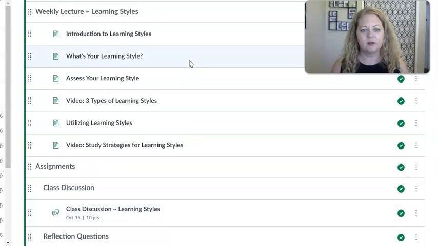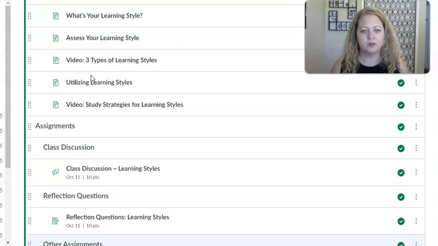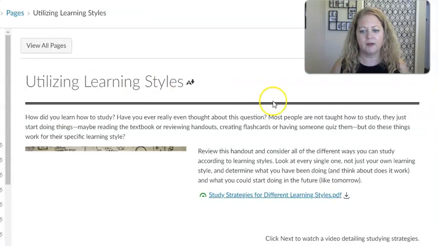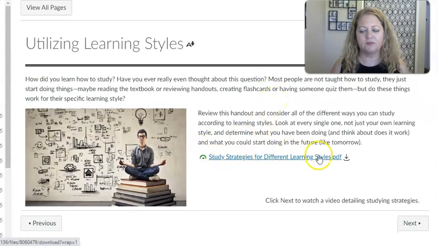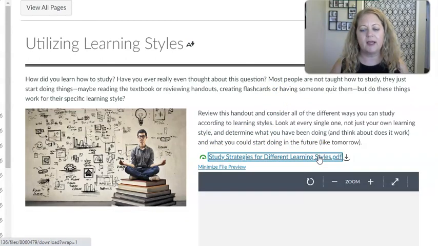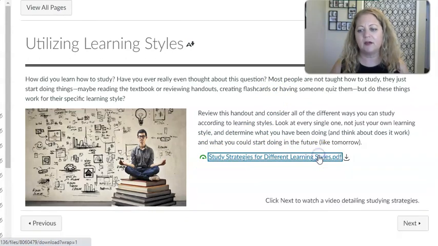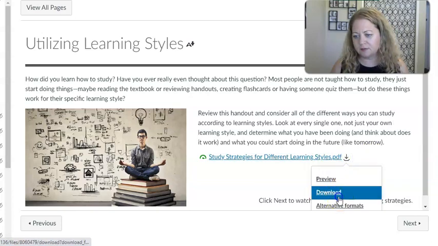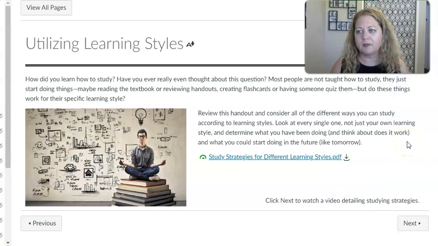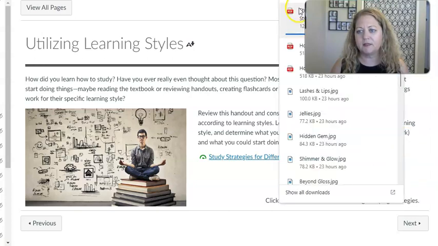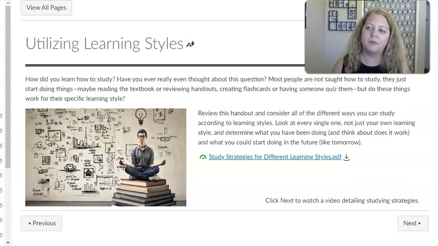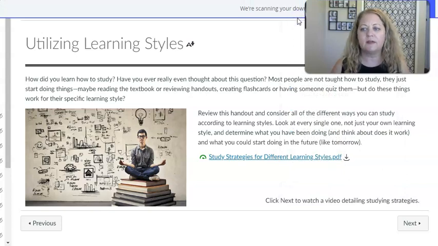Within the modules, I also have, where did it go? Sorry, I think it's embedded in here. Let's see. Yeah. Okay, so we have this study strategies for different learning styles. I highly, highly recommend that you take the time to, I'm going to download it so we can see it big, to really look at the different strategies. I'm still trying to download. For all of them, not just your own style, okay?